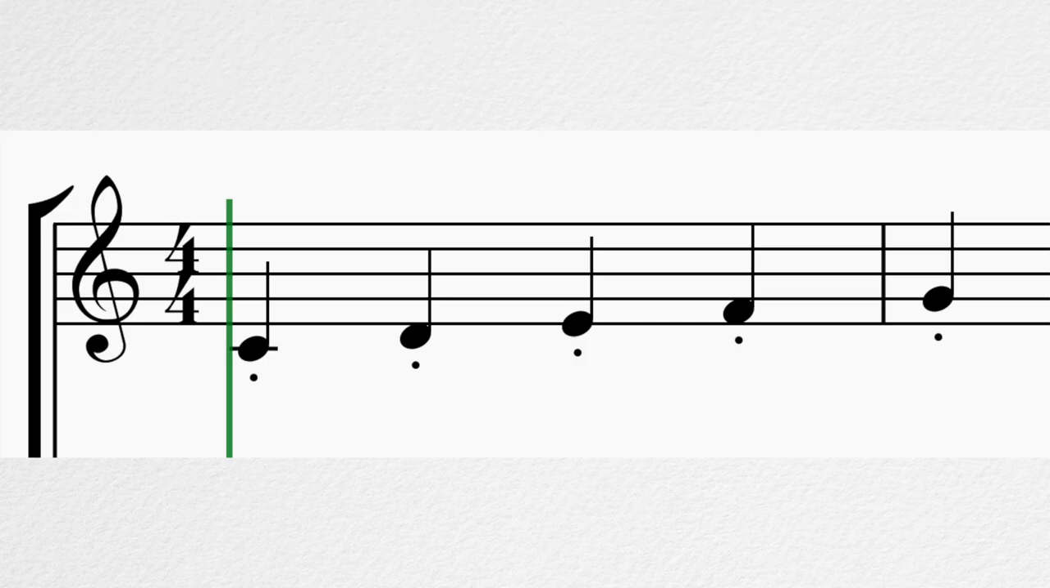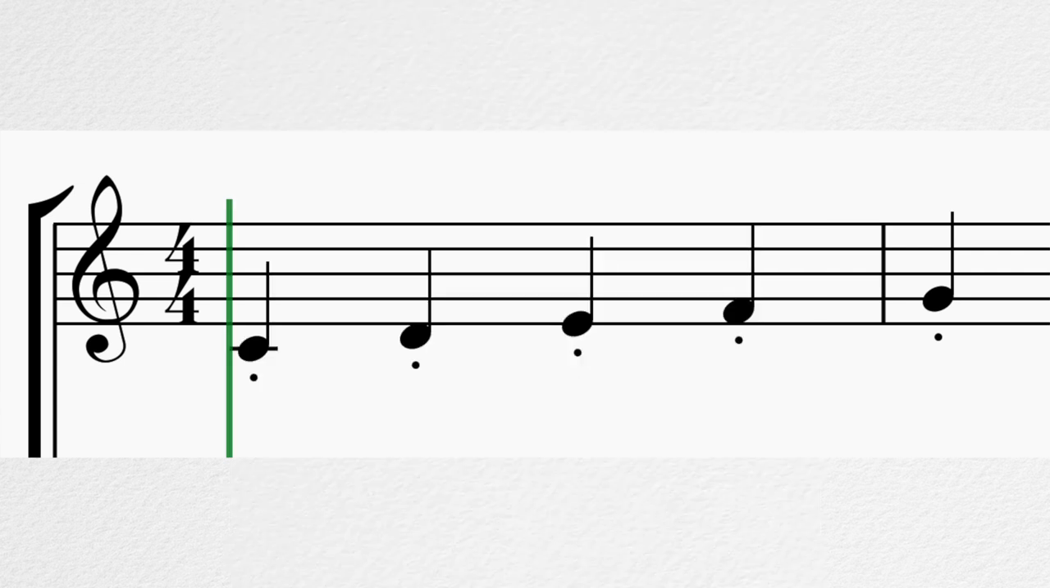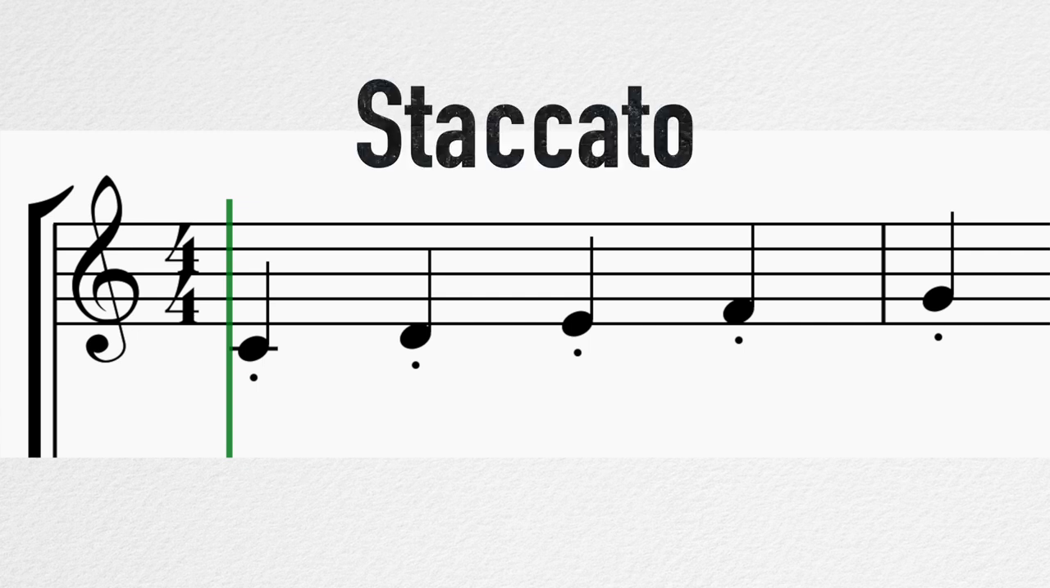Articulation is how we might sound the note, how we might articulate it, if you like. These dots, not to be confused with these dots at the side which elongate a note, instruct you to leave a gap of silence between each note. This form of articulation is called staccato.